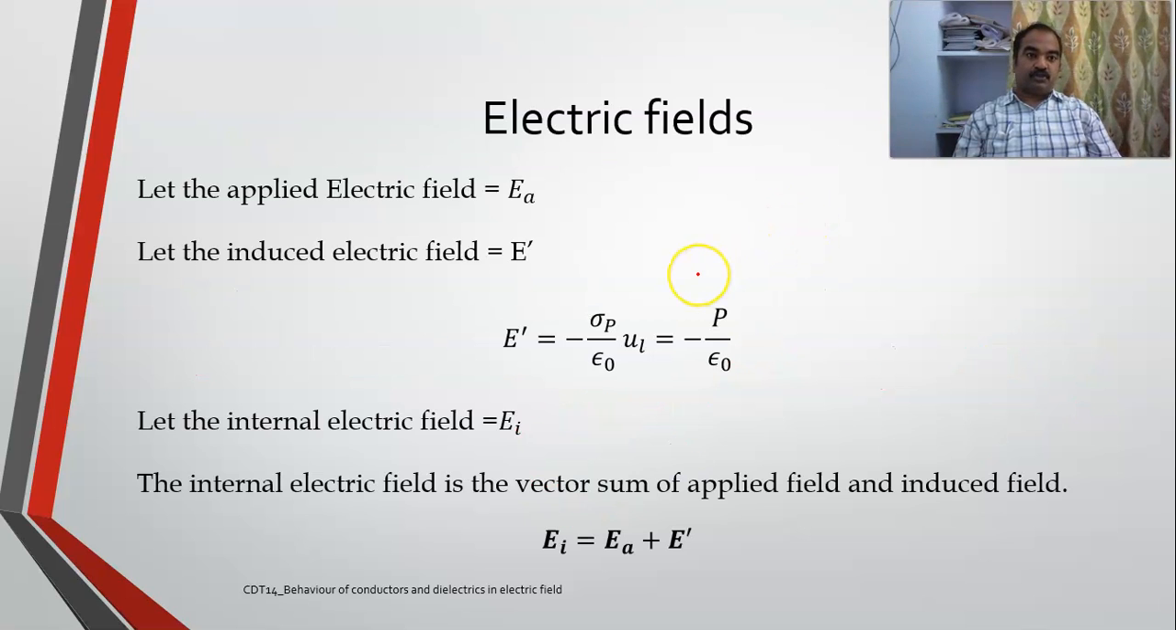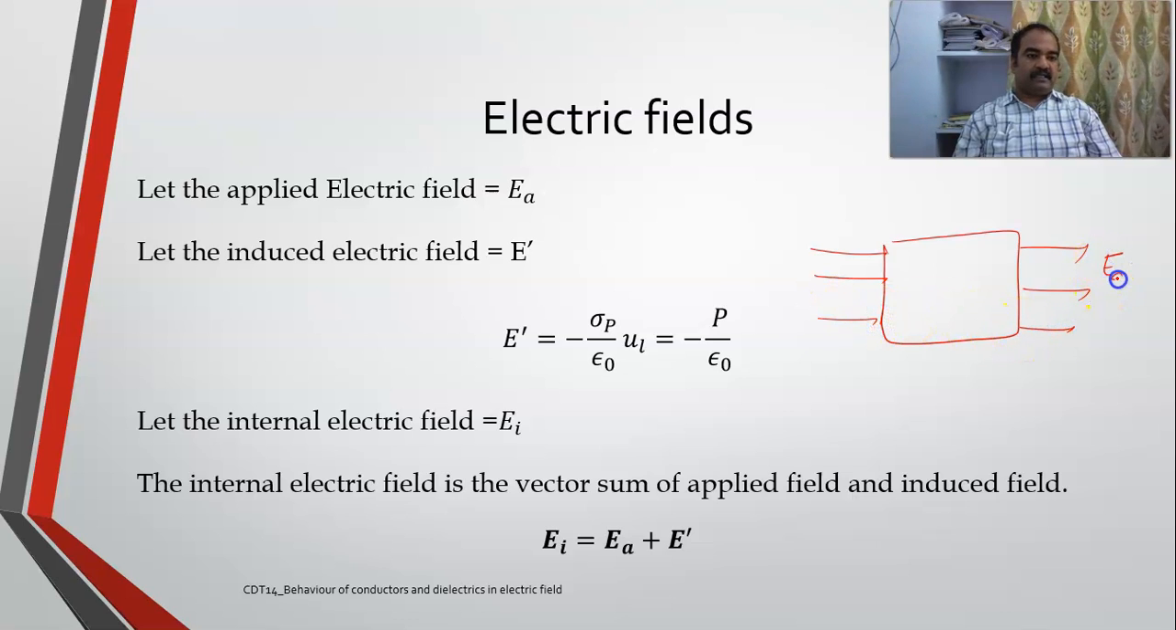Now, coming to electric fields. As you have already seen, this is the field which I am applying. So I'll take the applied electric field as EA, and because of that you are getting some charges which are displayed here in both the directions. Now let us suppose this induced field is given by E dash. Whatever the final field which has been induced, it is given by E dash.